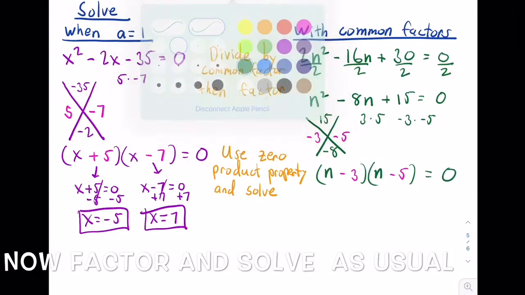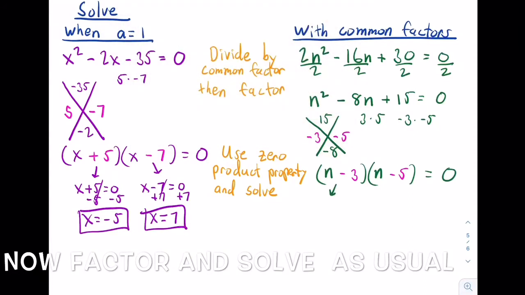And now we can solve that one the same way we did the last one. So use the zero product property: set each parentheses equal to 0.